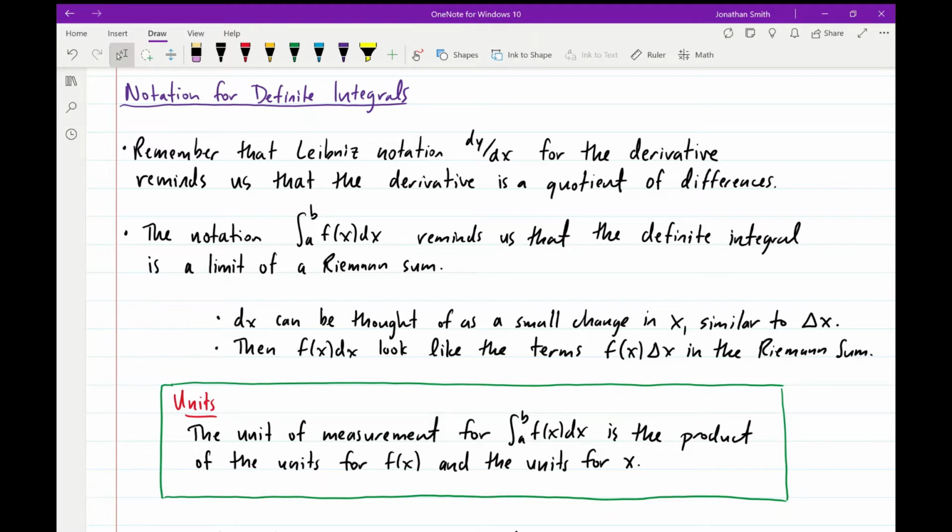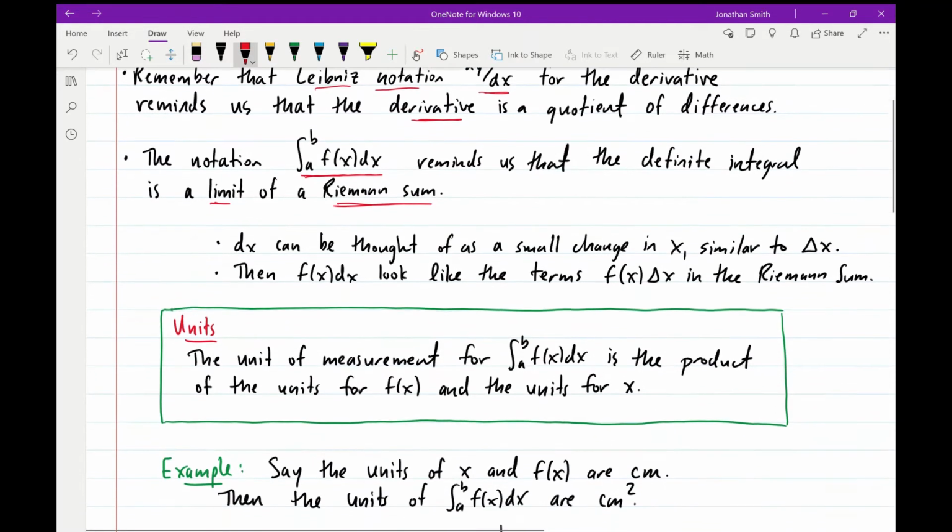So remember that with derivatives, we had Leibniz notation, which looked like dy over dx for the derivative. The purpose of this notation is to remind us that the derivative is ultimately just the quotient of differences, the change in y over the change in x. And the notation that we use for the definite integral, the definite integral from a to b of the function f of x, also has a purpose: to remind us that the definite integral is ultimately just a limit of Riemann sums. So how do we interpret this as a limit of Riemann sums?